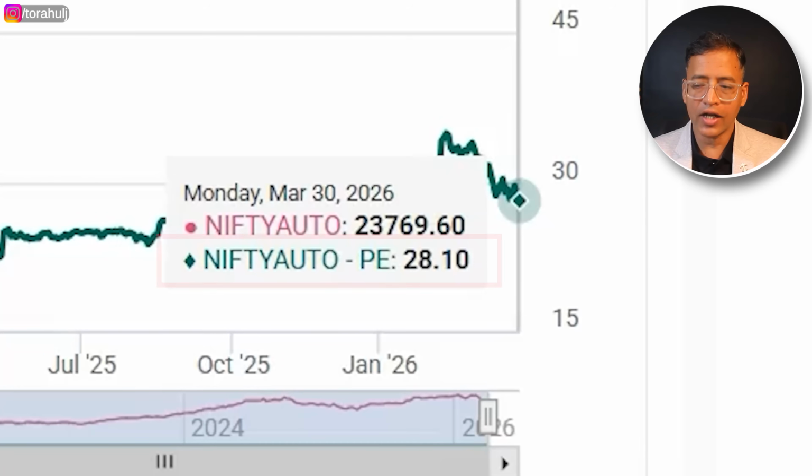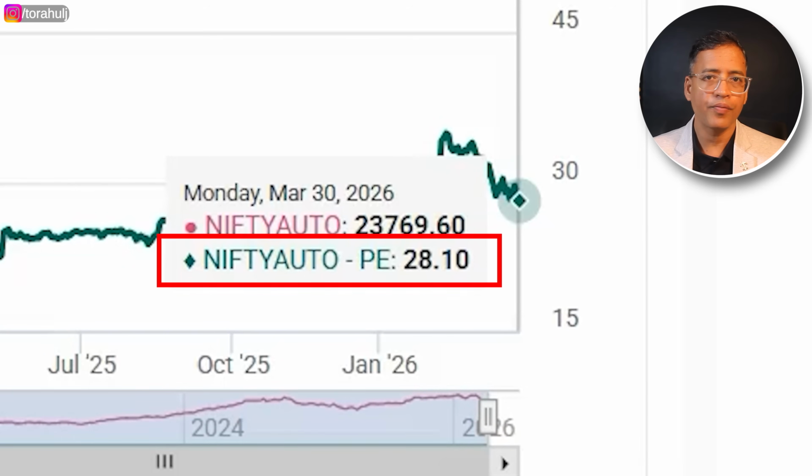It's a long-term sector. Of course, it comes with cyclicity. Right now, the valuations look very, very good to me. So this is another sector that I would go and explore and look at deploying around 55 to 60% of my money into Indian stock market.